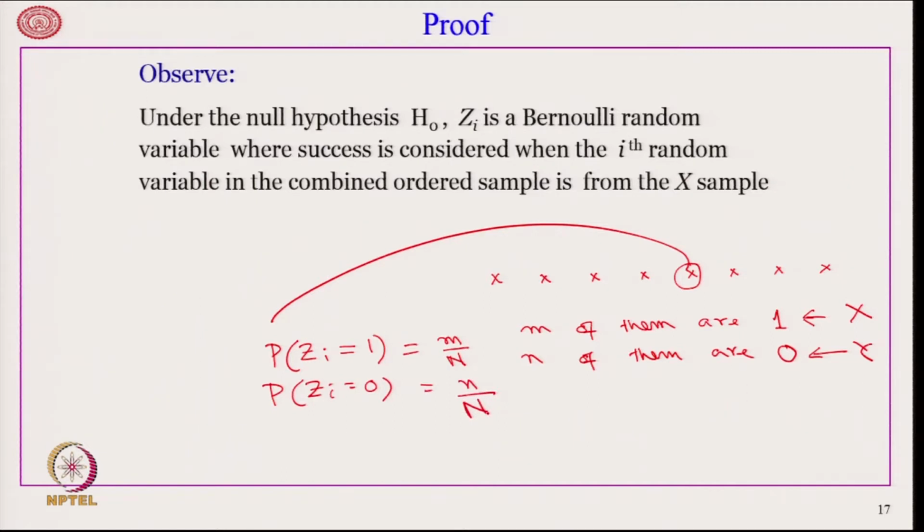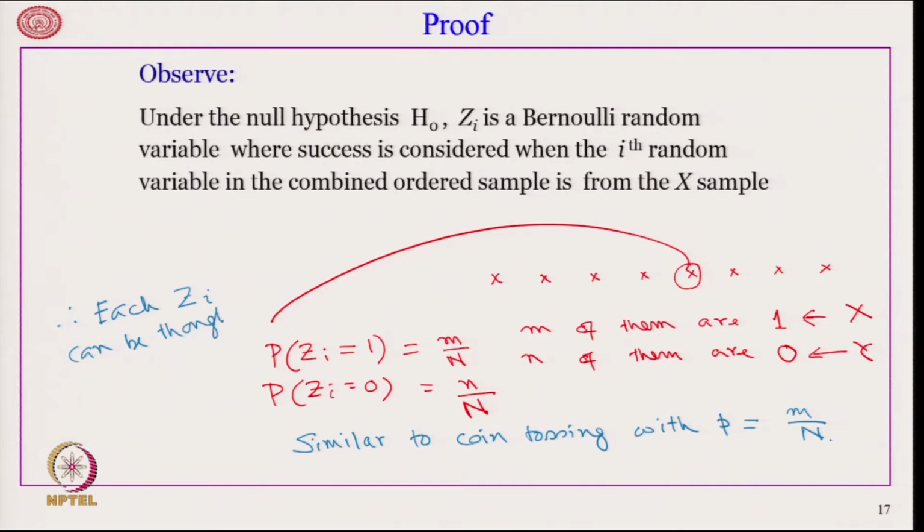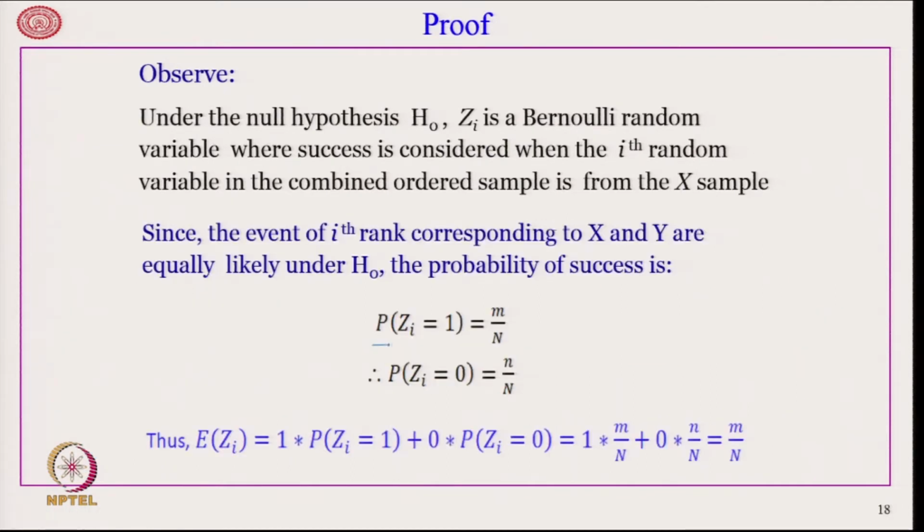Therefore, it is similar to a coin tossing with p is equal to m by N. Therefore, each Z_i can be thought of as a Bernoulli random variable with p is equal to m by N. This is what we have written here, that probability Z_i is equal to 1 is m by N, probability Z_i is equal to 0 is equal to n by N.